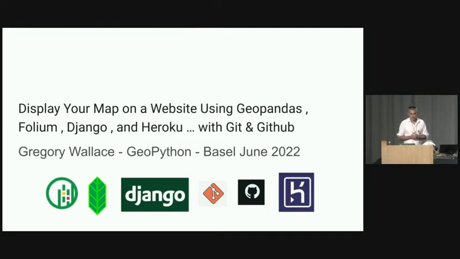So the title is Display Your Map on a website using Geopandas, Folium, Django, Heroku. And at the time I was writing this story, I wasn't so much aware of Git and GitHub. I didn't know how important these tools were. So I've added them on right now.